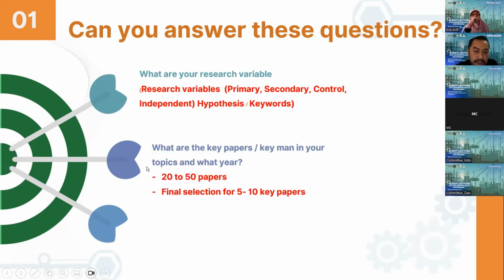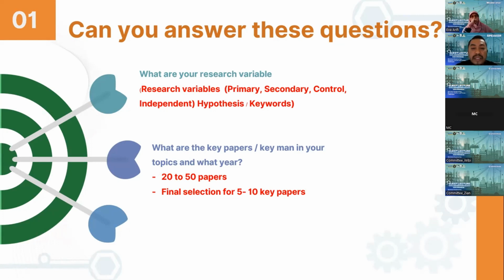And then, what are the key papers, key men in your research topic, and what year? You need to define immediately what the key paper is. Normally for my PhD work, I collected up to probably 300 papers. And after that, you read through and you condense them, probably up to 5 to 10 key papers.